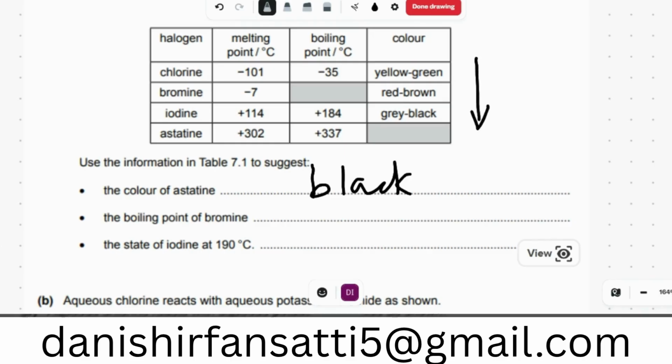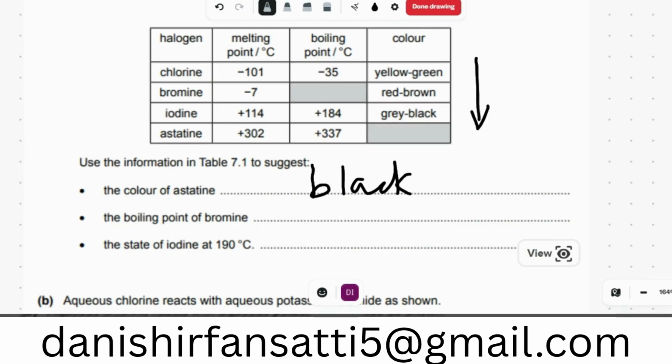You can see the trend. Okay. Boiling point of bromine. Bromine is between -32 plus 180. Any value that could be 0 or 10, 20. Okay.